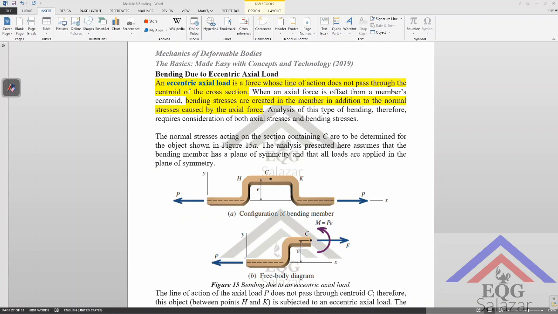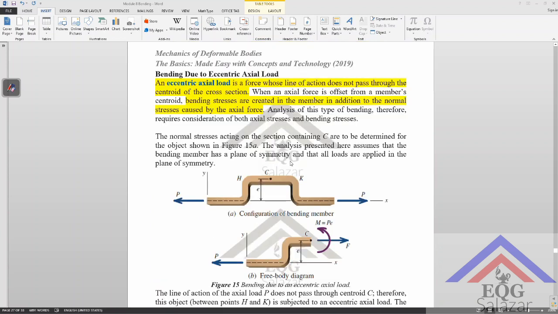Moving on to bending due to eccentric axial load. So when we have a loading condition in a bending member as shown in figure 15, there is an internal moment created while there is also an axial force acting on the cross section. That means that we have combined stresses at this point.